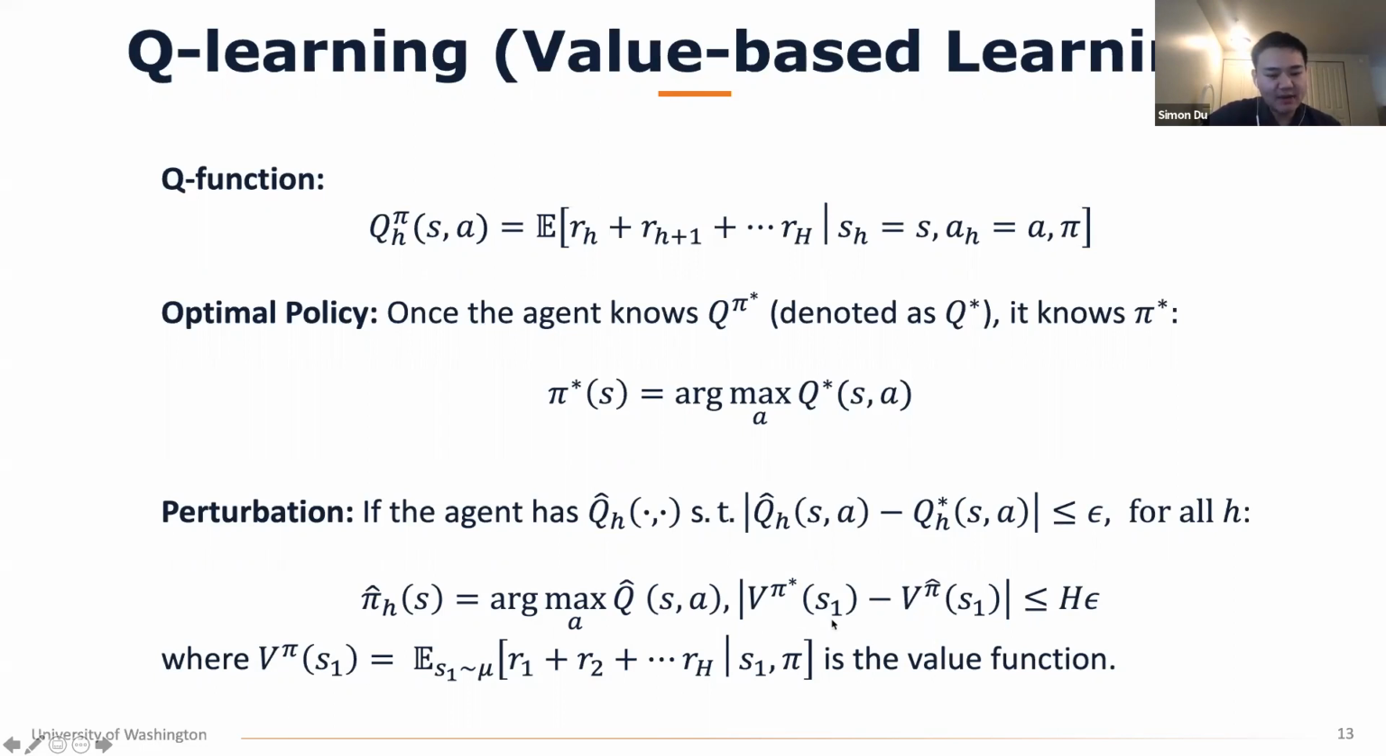That is, the expected total reward of your policy, which I denote as this V function, V pi hat, is close to the optimal policy's expected total reward within H epsilon error. So this basically shows that as long as you have a good estimation of your Q function, and you choose the policy that maximizes the estimated Q function, then this policy is a very good one.